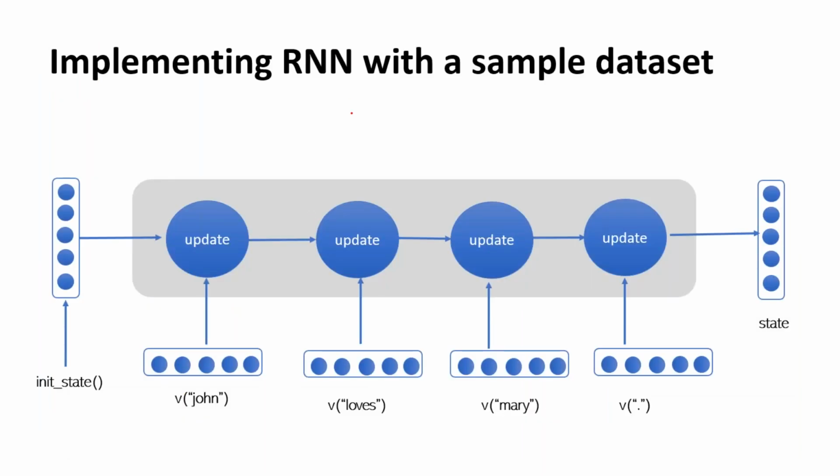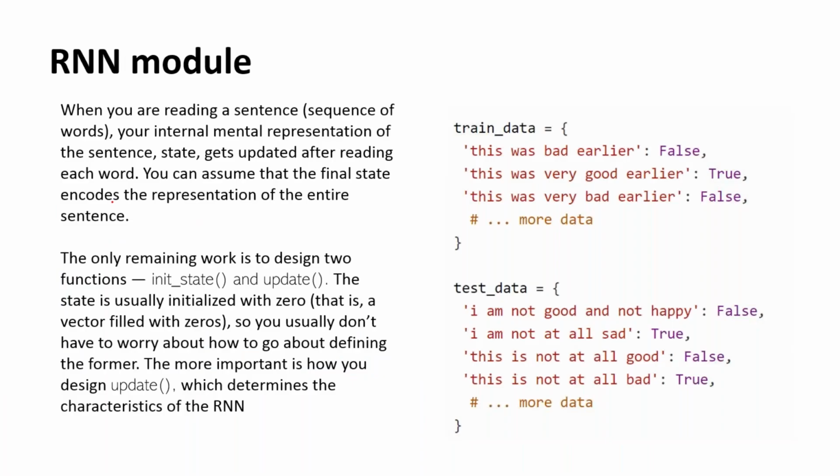So with RNN, we have an initial state. So you get the context, the beginning of the sentence, then you get John, and then loves, you update it, and then you pass Mary and update it, and then you pass a dot, basically the end of the sentence, and then you update. So you get the final state. This is what the diagram would look like in implementing RNN. So when you are reading a sentence, what happens? With a sequence of words, your internal mental representation of the sentence and the state gets updated after reading each word.